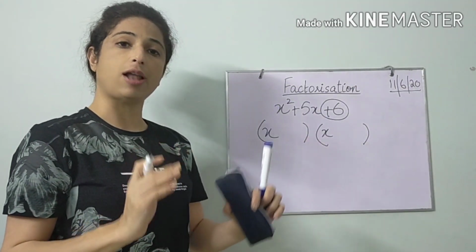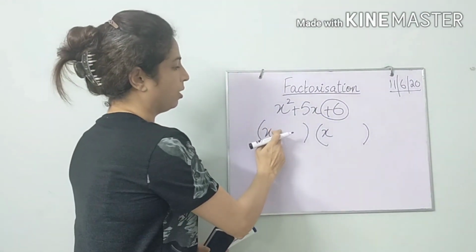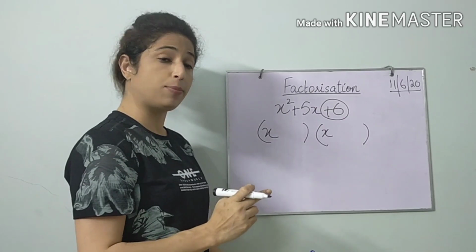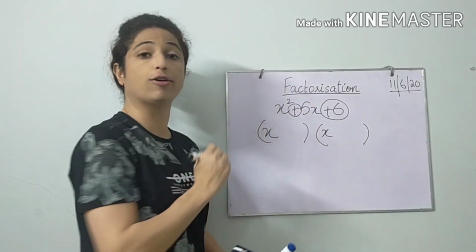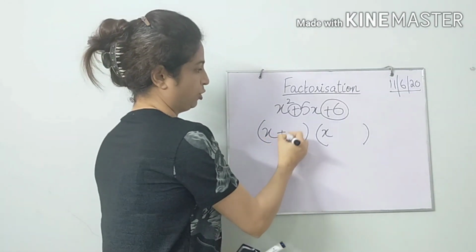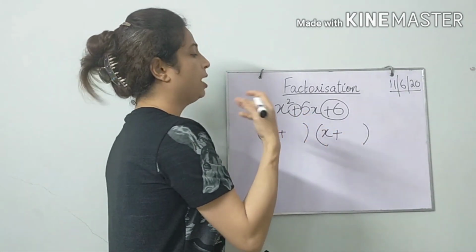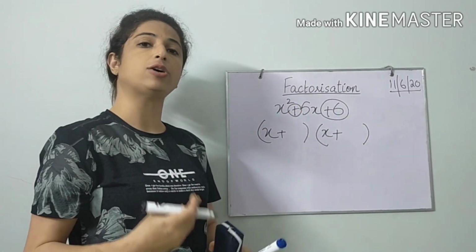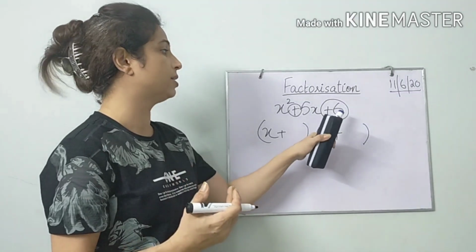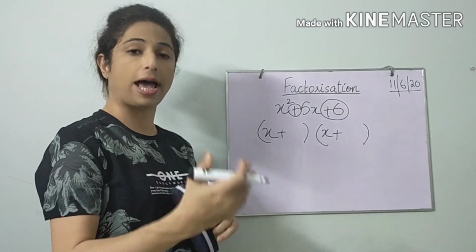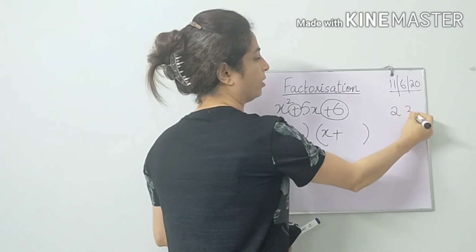Now if the last term carries a positive sign, the signs within the brackets will be the same as the sign of the middle term. So the sign of the middle term is plus here, so we'll write plus here, and plus here. Next step, we'll now find two numbers which, when multiplied by each other, give us a 6, and when they are added together they'll give us a 5. So let's say 2 and 3.